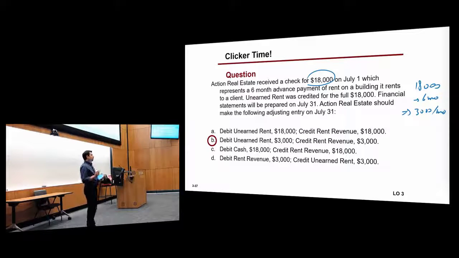So we have 1 month, and whenever we need to adjust for unearned revenues, what do we do? We decrease unearned revenue, we increase revenue. How do you decrease unearned revenue? You debit it. So the entry is to debit unearned rent revenue and to credit rent revenue. Okay? Does anyone have an issue with this one before we move on?